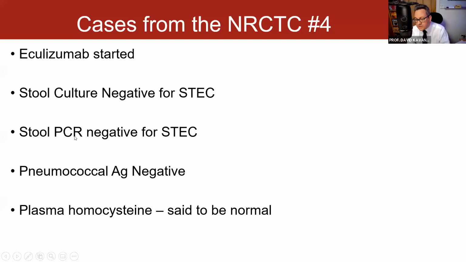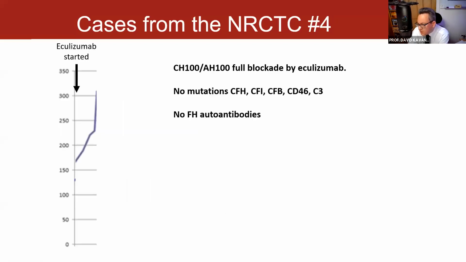Now, we started eculizumab and the stool culture came back negative. The stool PCR was negative. Pneumococcal antigen was negative. The plasma homocysteine was said to be normal. That's a story we'll come back to later. And we started eculizumab, and unfortunately, the creatinine didn't start to improve.